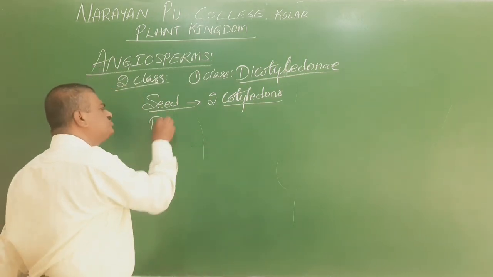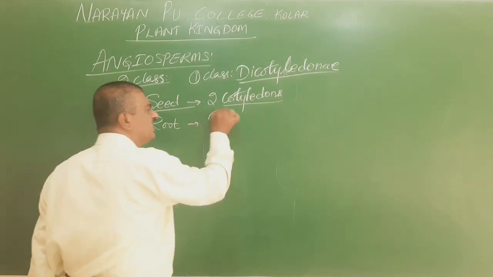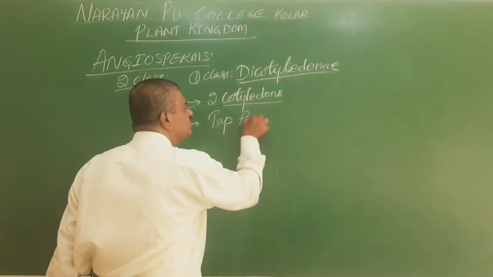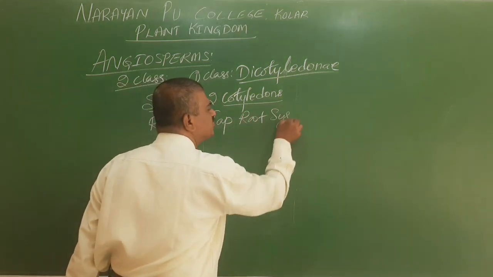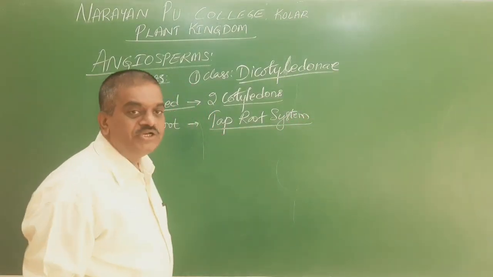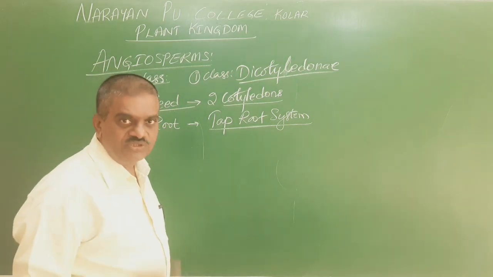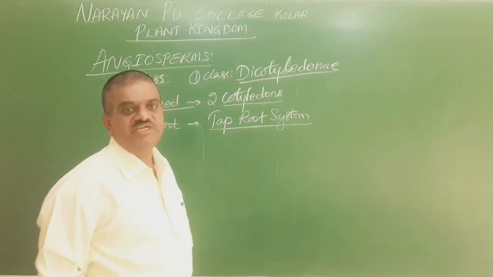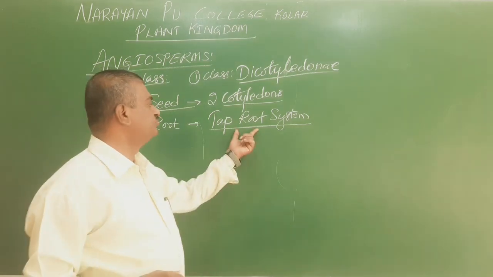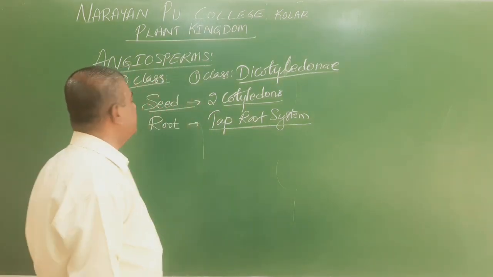When we go for the root system, in a dicot the root is always a taproot system. Here we know that there is a main root, also called the primary root. This is followed by secondary roots and tertiary roots. So there is a taproot system in dicots.